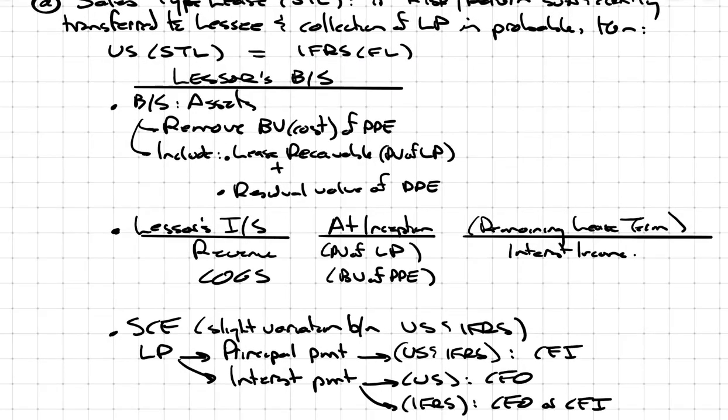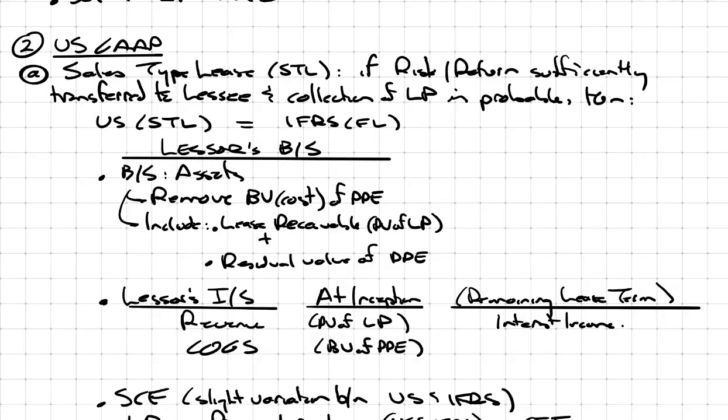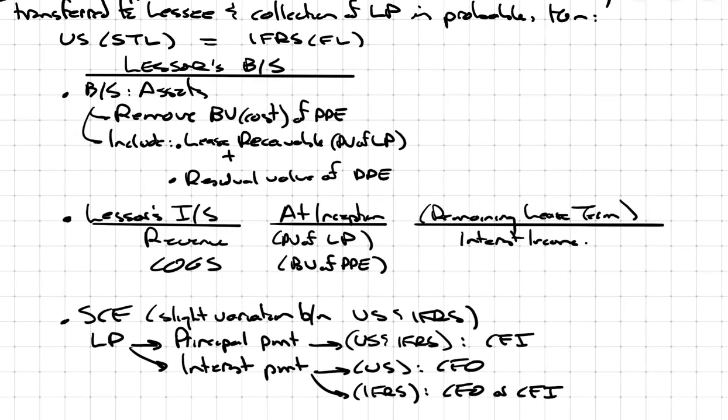So if that's the case, let's see what the impact would be on the lessor's balance sheet under sales type lease. Again, it's deemed as a sale, so the lessor would remove the cost of the PPE because it's sold, right? But then they would include the lease receivable plus the expected residual value of the PPE at the end of the lease term right there, okay?